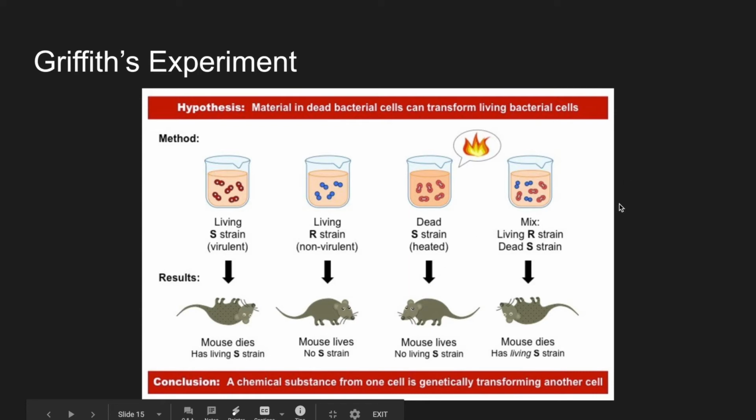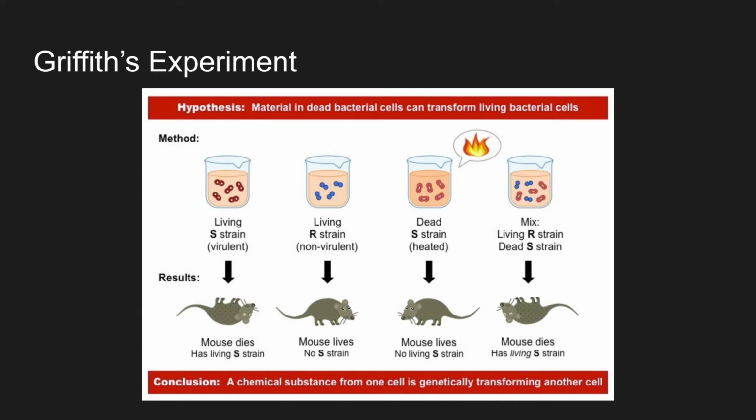But when he injected a living R strain and a dead S strain, the mouse still died, and this shows that there is bacterial transformation, because what happened was the DNA, which was still present in the dead S cells, actually made its way into the R cells and then made those R cells smooth cells.